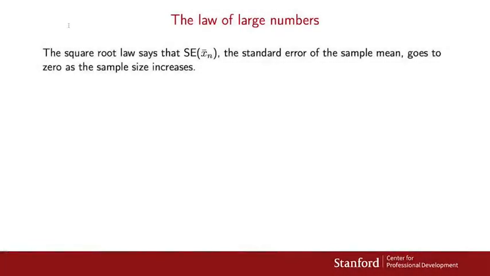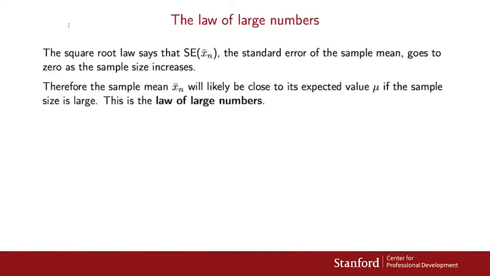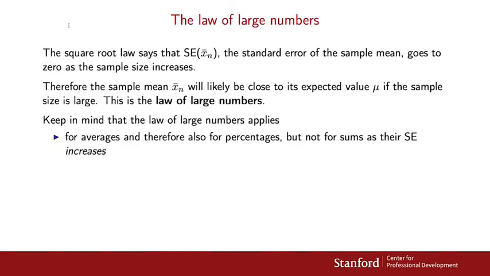The square root law means that the standard error of the sample mean goes down as the sample size increases. This means that if the sample size is large enough, then the sample mean will be close to its expected value mu. This is the famous law of large numbers. So keep in mind that the law of large numbers applies only for averages and percentages. But it doesn't apply for sums because we saw that the standard error of the sum goes up as the sample size increases.